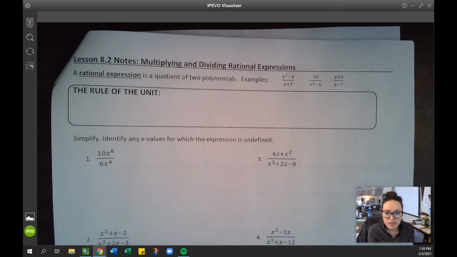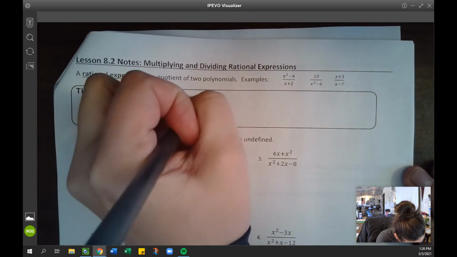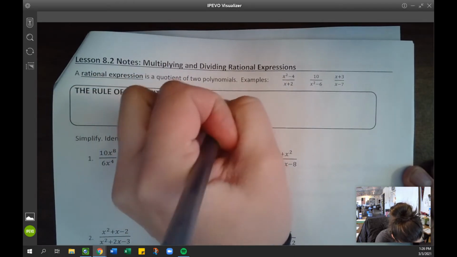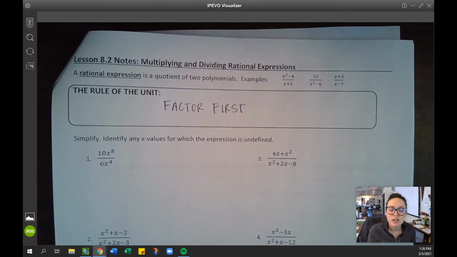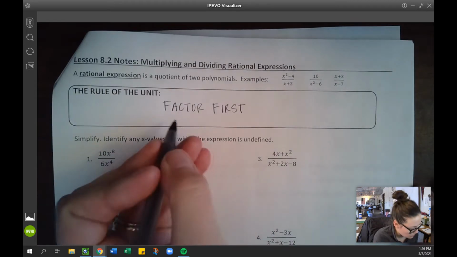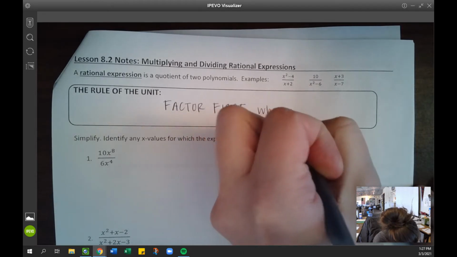Basically, the rule of the unit that we are going to keep coming back to again and again is to factor first. Whenever it's possible to, you want to try to factor. We already did some reviewing of factoring, and that is definitely going to come up all throughout Unit 8. So we factor first whenever possible.